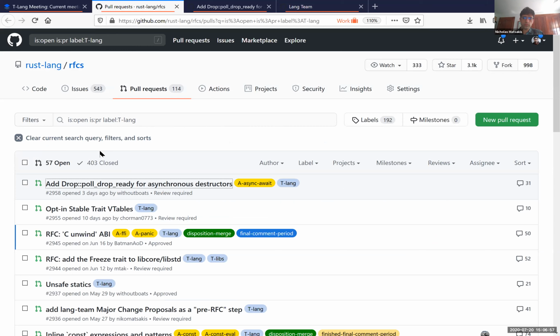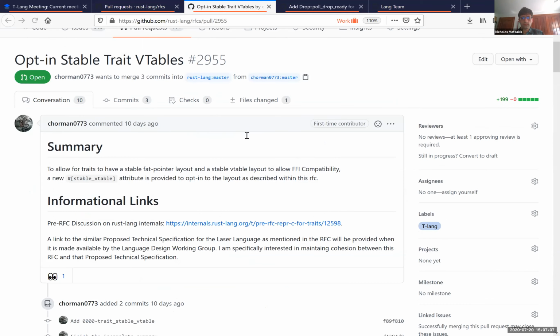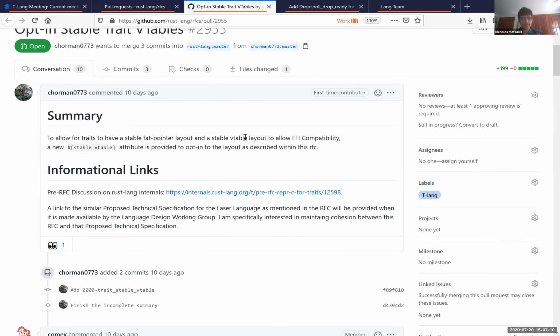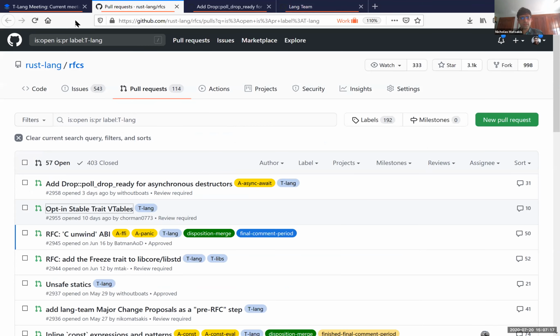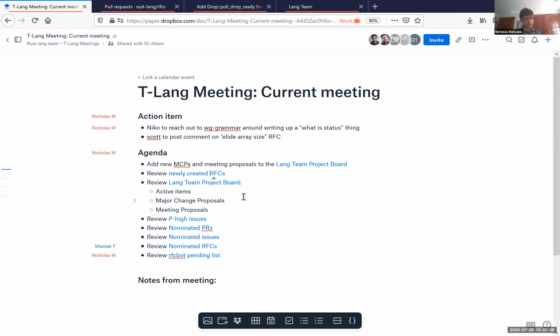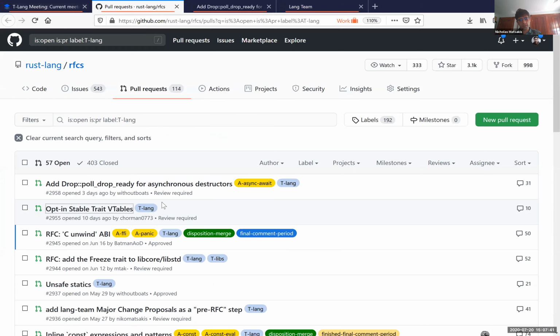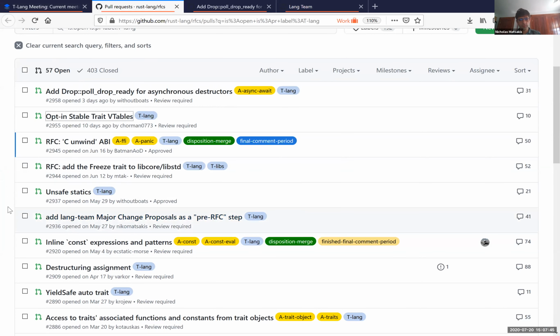Do we want to give feedback to this opt-in stable trait vtables? I'm going to ignore it for now, but this seems to fit along with some work that I've been wanting to revisit from Simone about stabilizing adding some way to work with wide pointers. Anyway, any thoughts on newly created RFCs? I'm just trying to make sure we all at least see them once in a while.